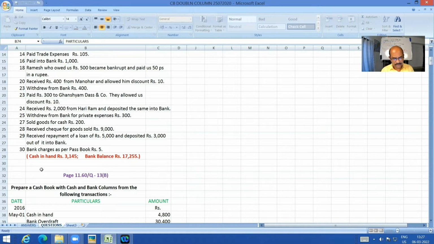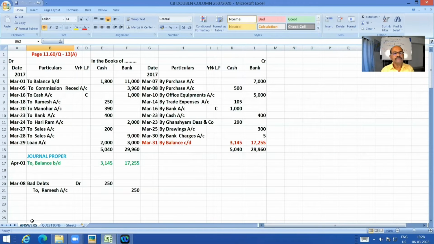Well, the answer has been given as cash in hand rupees 3,145 and bank balance 17,255. That I have to work out and convince you with entry by entry explanation, right? Well, the first entry will be the balance brought down: cash 1,800, bank brought down 11,000. Both are positive balances.